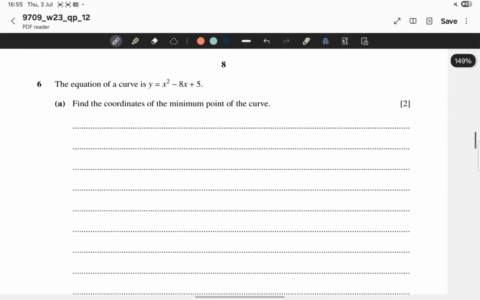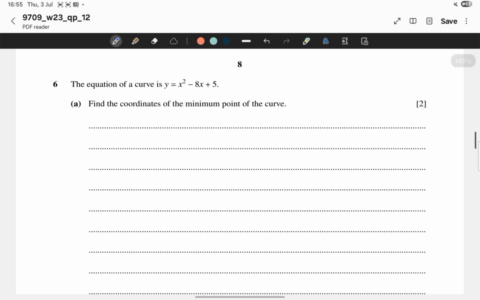Then we move on to the sixth question. The equation of a curve is y is equal to x squared minus 8x plus 5. And we're being asked to get the coordinates of the minimum point of the curve. And for us to get that, we just express this x squared minus 8x plus 5 in the completed square form. Right?